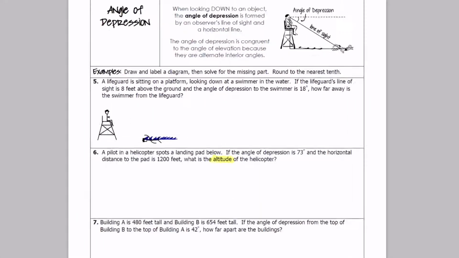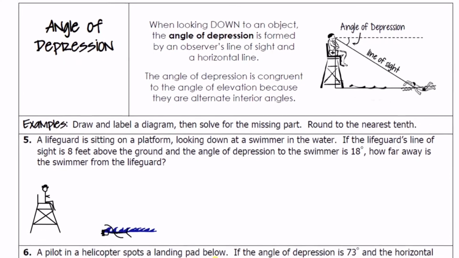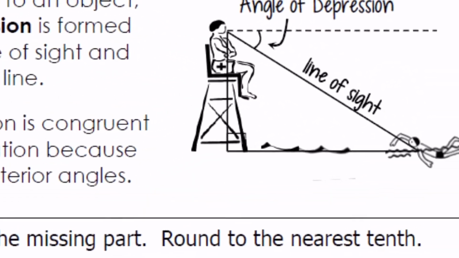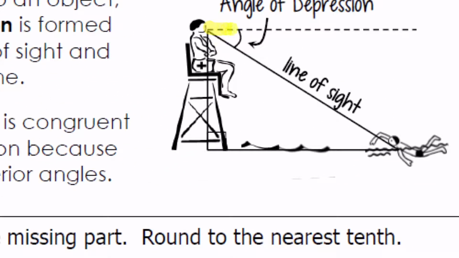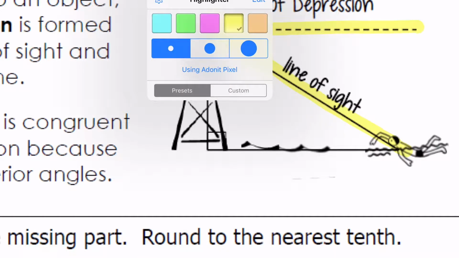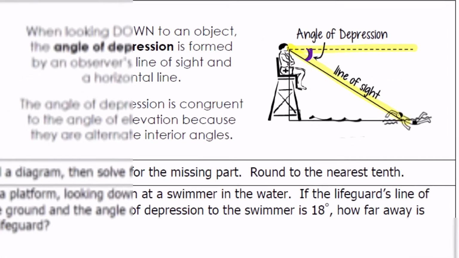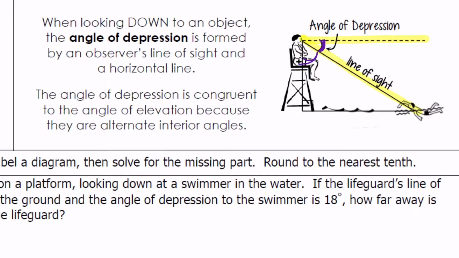Okay, if you flip it over on the back, we have what we call an angle of depression. This one's a little bit trickier. When you're looking down at an object, the angle of depression is formed by the observer's line of sight and a horizontal line again. So it is formed from this horizontal line to the angle of the line of sight. So it's this angle right here. Don't get confused, it's not this angle in here.